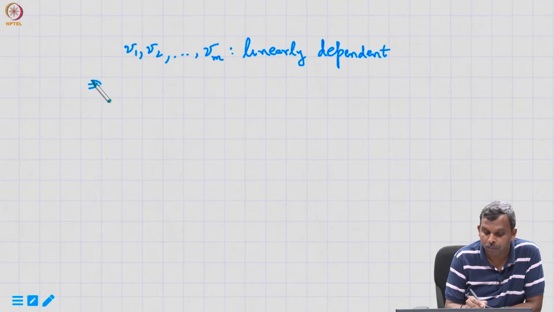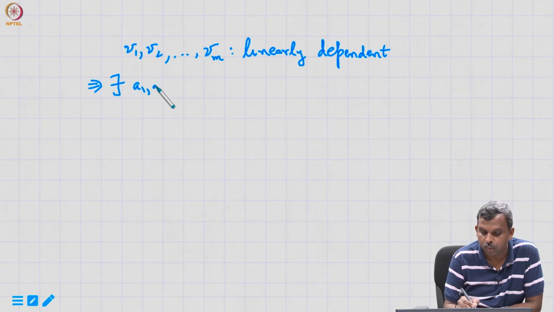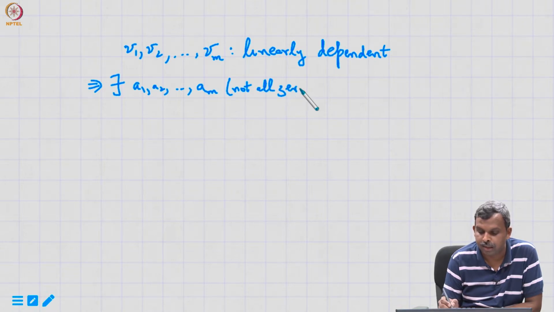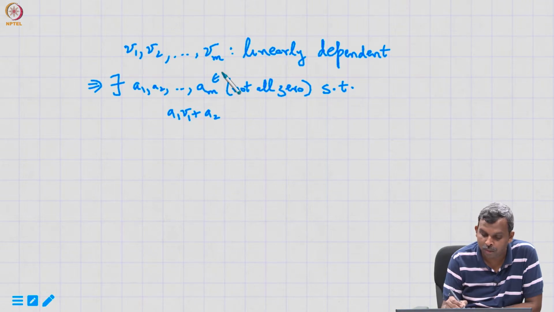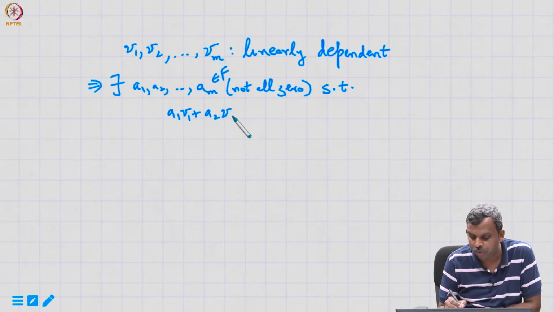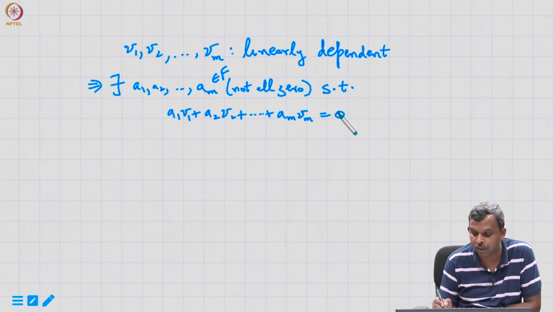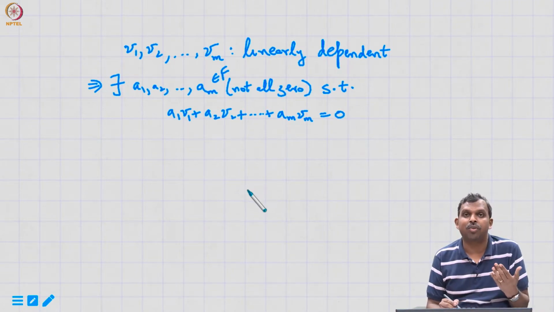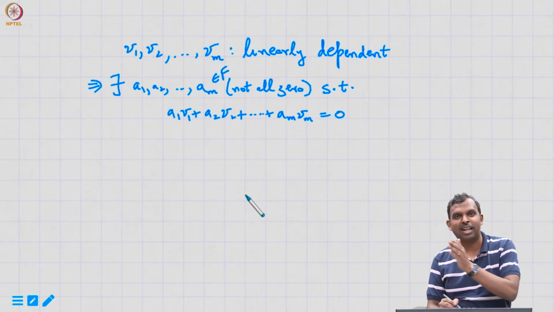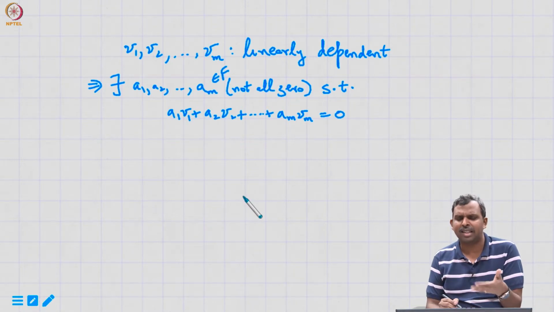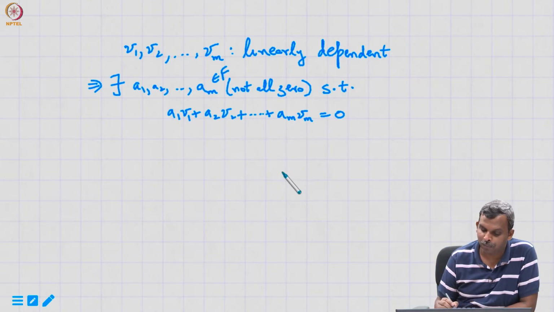That implies what? There exist a1, a2, to am, not all 0. That's what linear dependence means, such that a1 v1 plus a2 v2 plus so on till am vm equals 0. Where do they all belong? They all belong to the field F, right? By the way, I don't keep repeating it in every lecture, but we will always assume we are dealing with a vector space V over a field F, and this F is usually R or C, but in these kinds of results it can be anything.